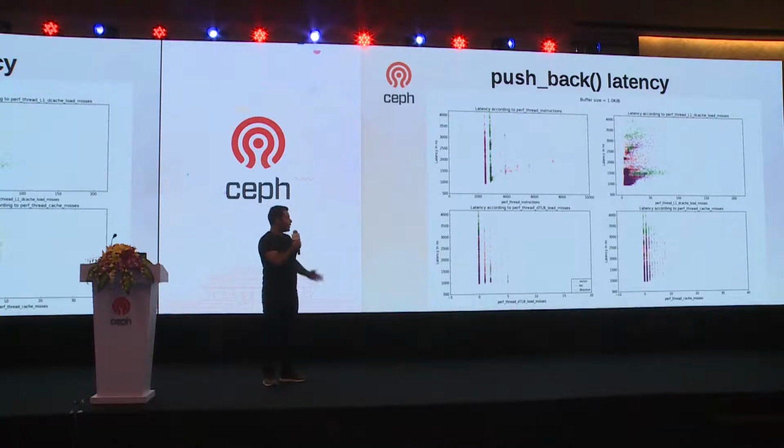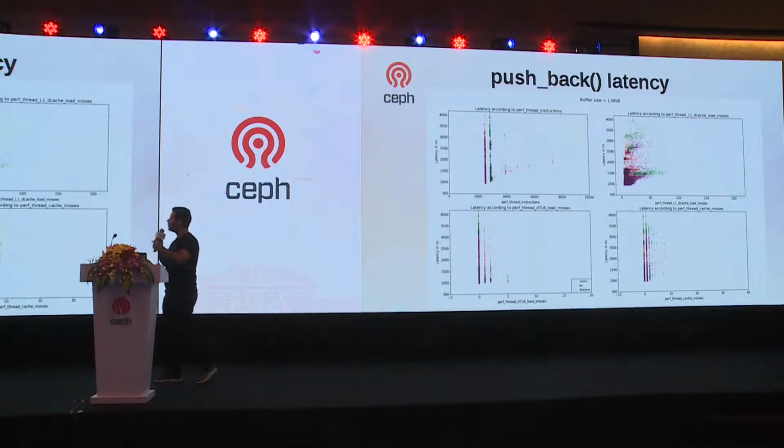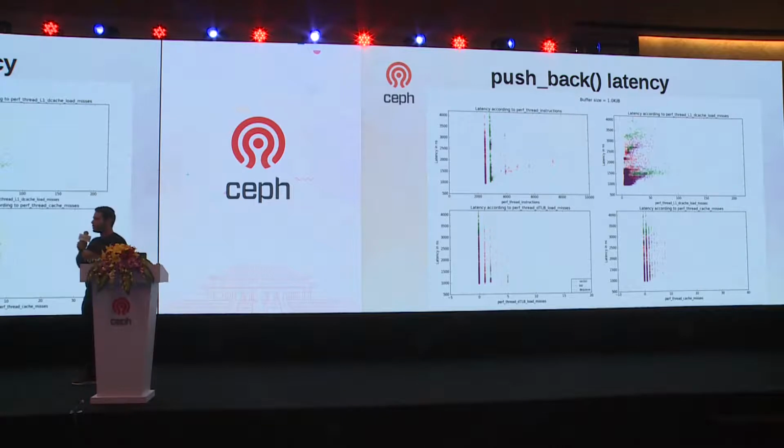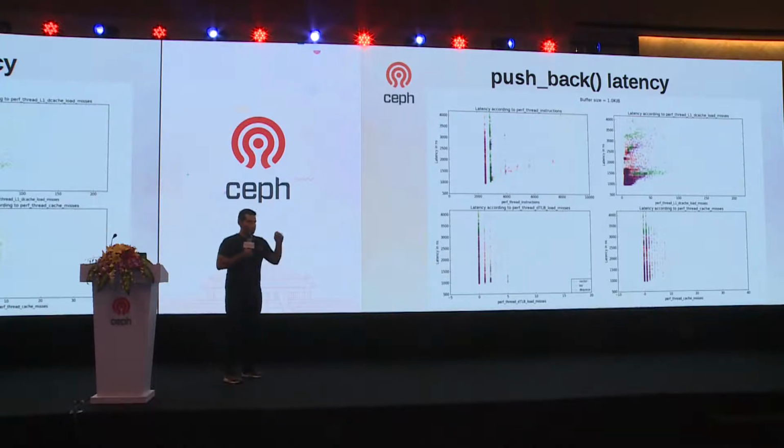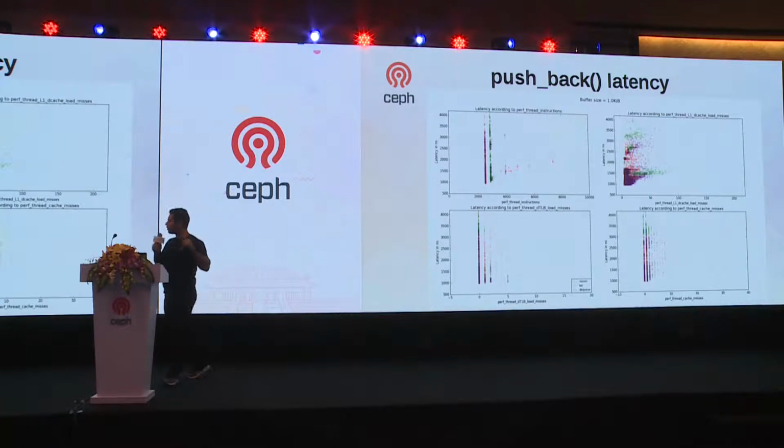For all of these graphs, the y-axis is always the latency, so it's really how much time it takes to do one pushback. The x-axis is, on the upper left, the number of instructions. Upper right, L1 cache misses, which is what we're interested in. Bottom left is the number of TLB load misses, and bottom right is the number of cache misses, so all levels of cache. Let's focus on the upper two, the number of instructions and the number of L1 misses.